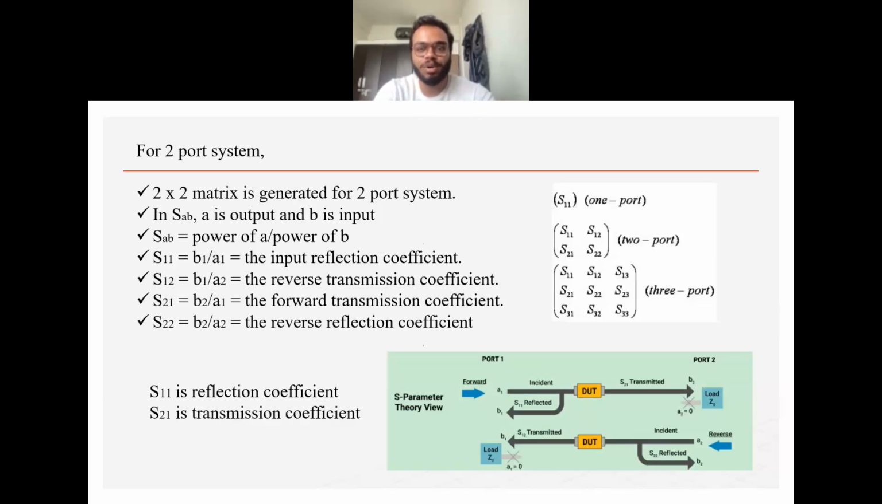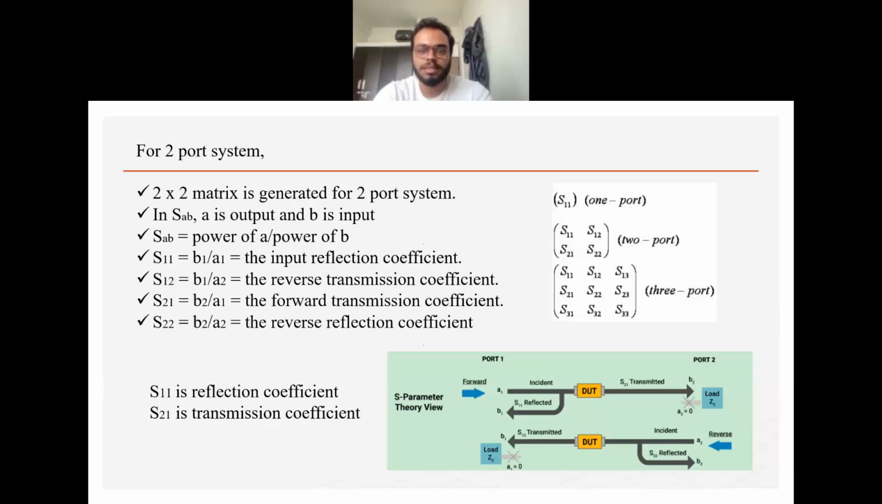Generally, SAB denotes an element of an S matrix, where A denotes the output signal and B denotes the input signal. SAB denotes the ratio of the power of the output signal to the input signal, that is, power of A to the power of B. The 2 by 2 matrix of a two-port system generally comprises four elements, denoted S11, S12, S21 and S22. Each element is determined by its position. Here S11 represents the reflection coefficient and S21 represents the transmission coefficient.